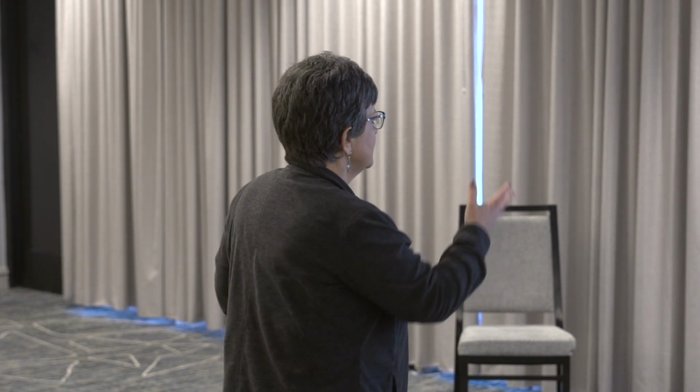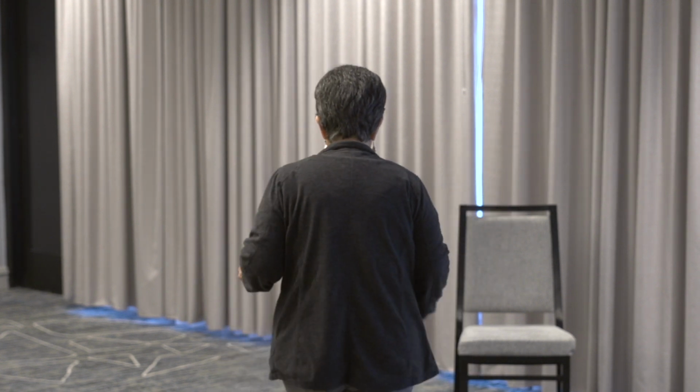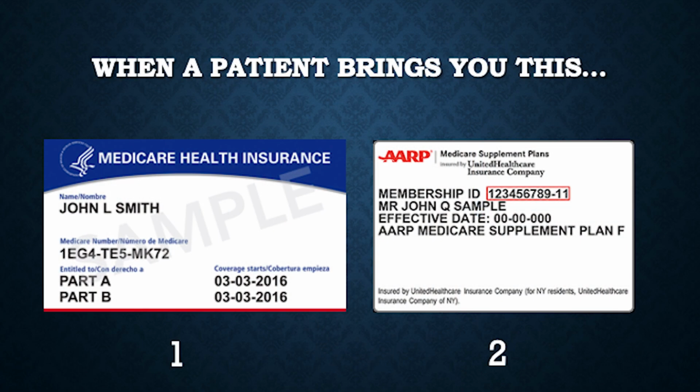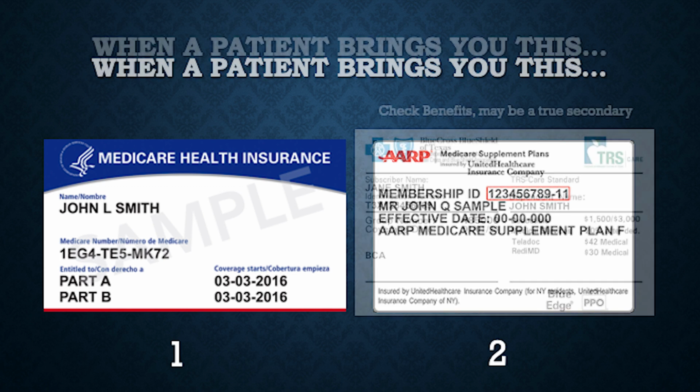Okay, so little exercise. So the patient brings you these two cards, all right? This is a red, white, and blue Medicare and an AARP Medicare Plan F. Which card is profiled as the primary? Red, white, and blue, and then AARP is profiled as the secondary plan. That's correct. All right, here's the next one.